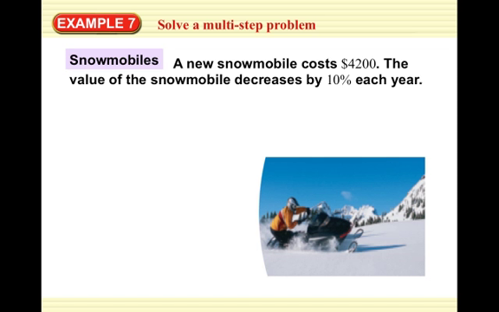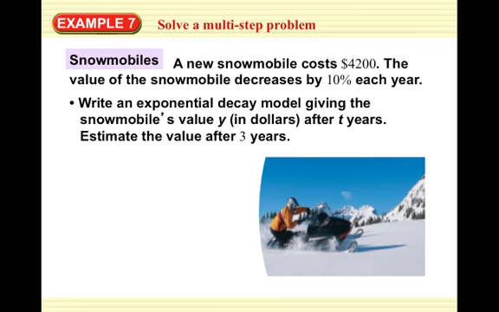Okay, so we're going to solve a multi-step problem. A new snowmobile costs $4,200. The value of the snowmobile decreases by 10% each year. Write an exponential decay model giving the snowmobile's value y in dollars after t years. Estimate the value after 3 years.